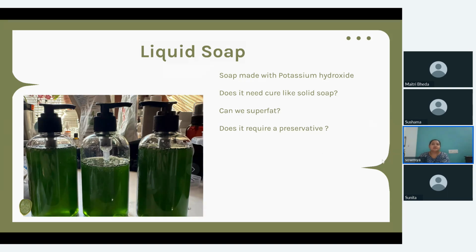Otherwise, it does not require one, as long as you keep it in a pump bottle and it is not frequently going to come into contact with external water, and no one is going to dip their hand into the liquid soap and then use it. If you maintain such a way of using the liquid soap, it does not require any preservative.